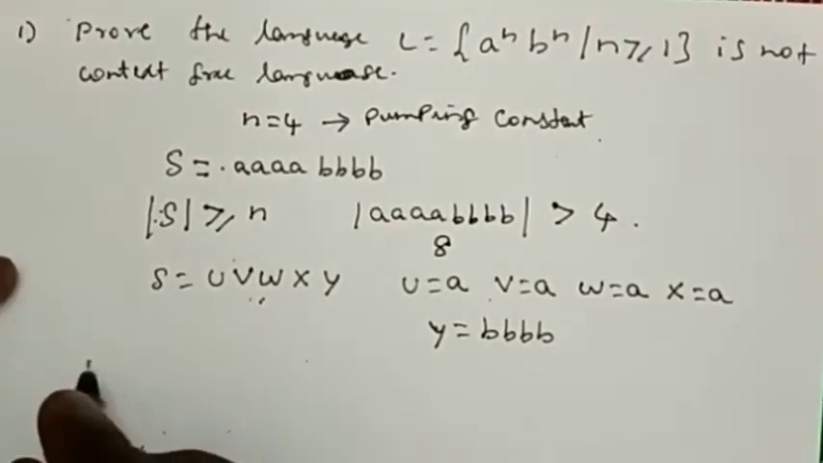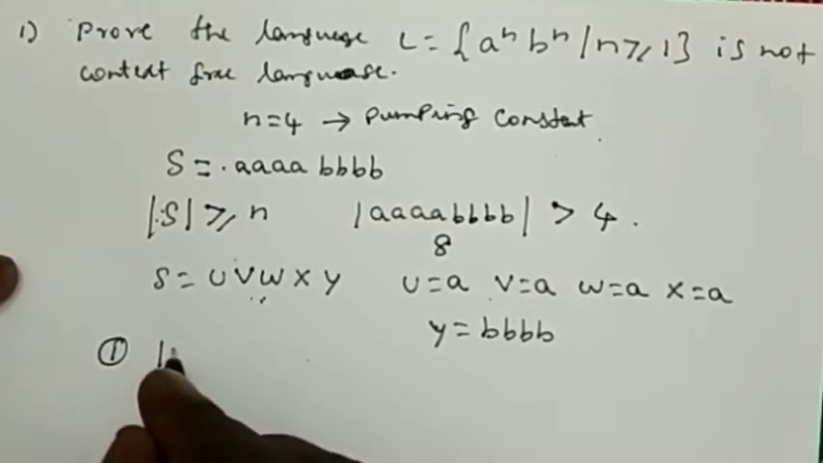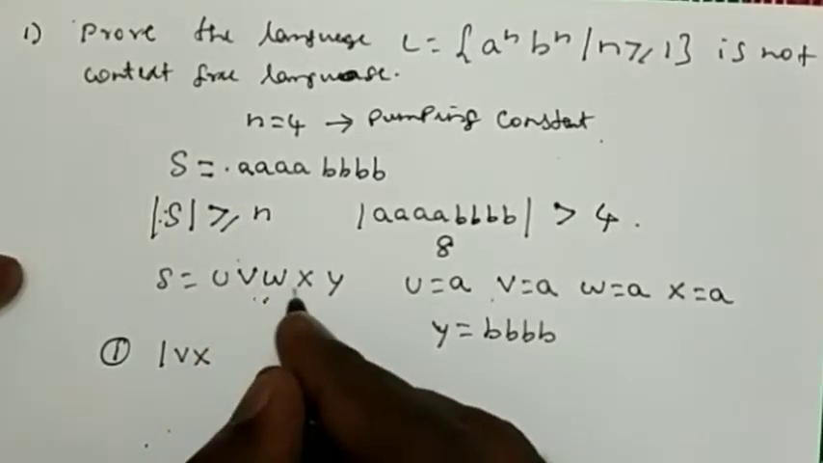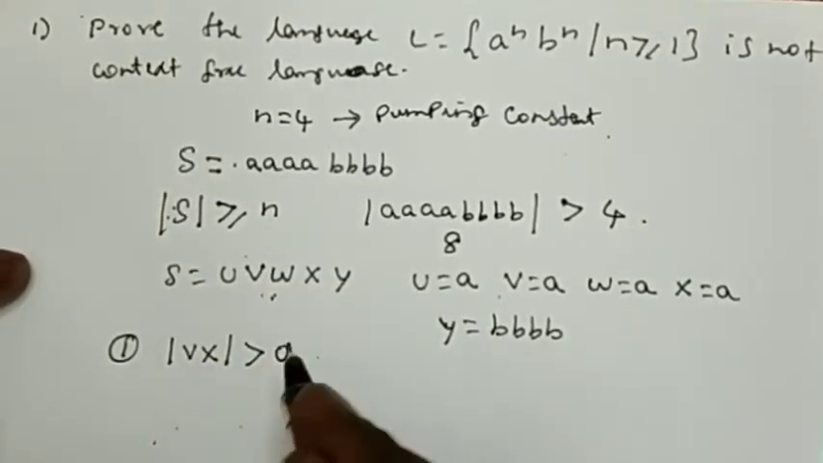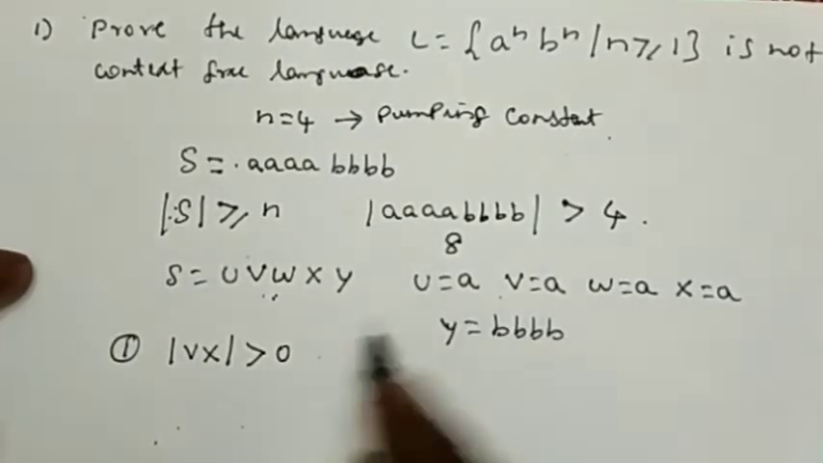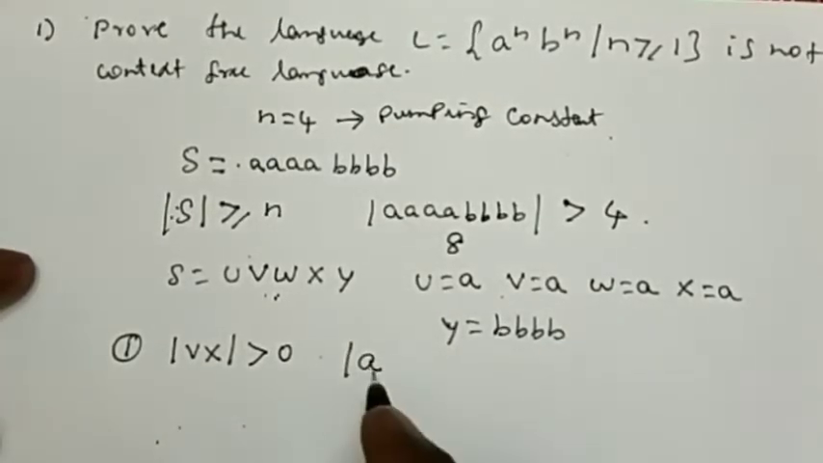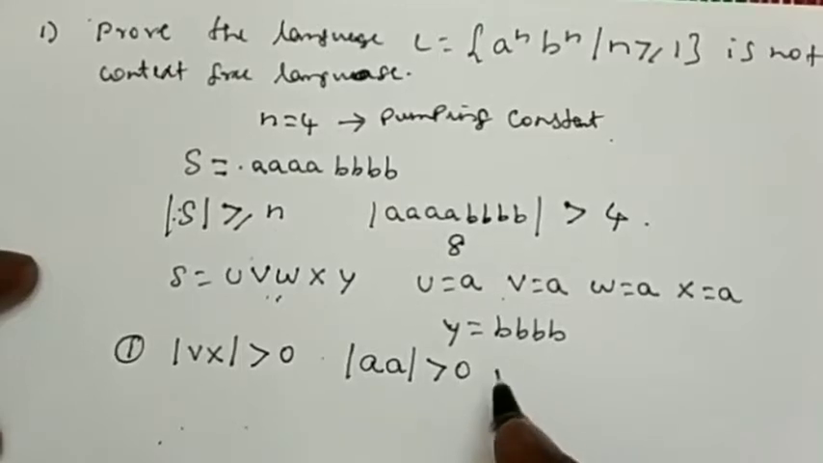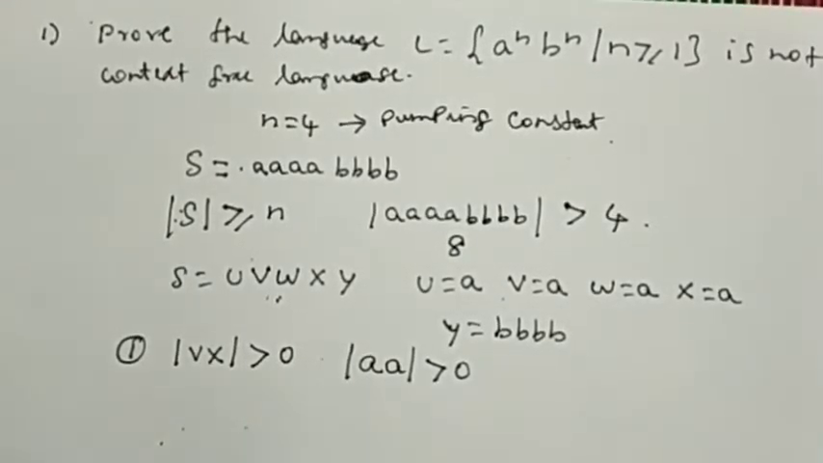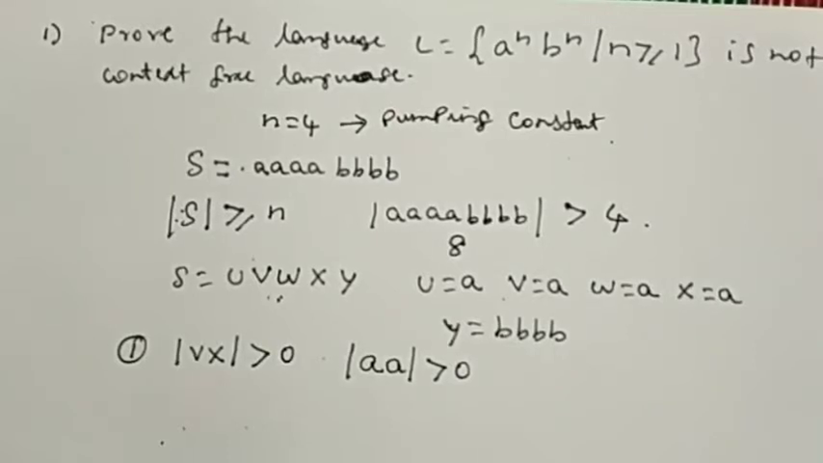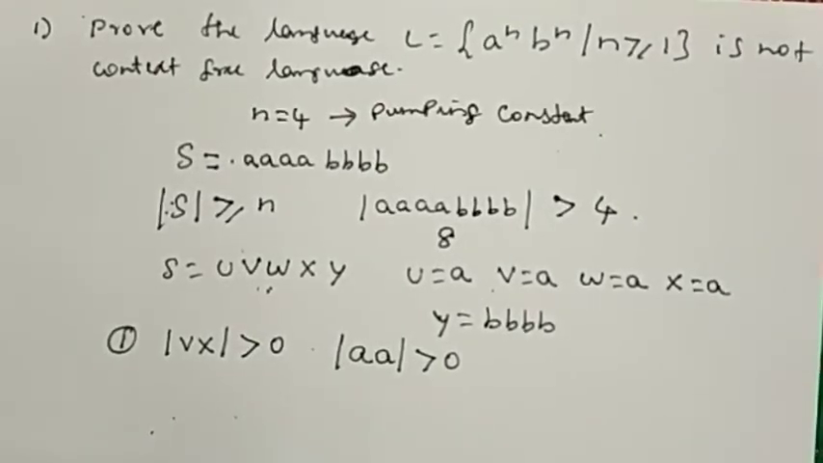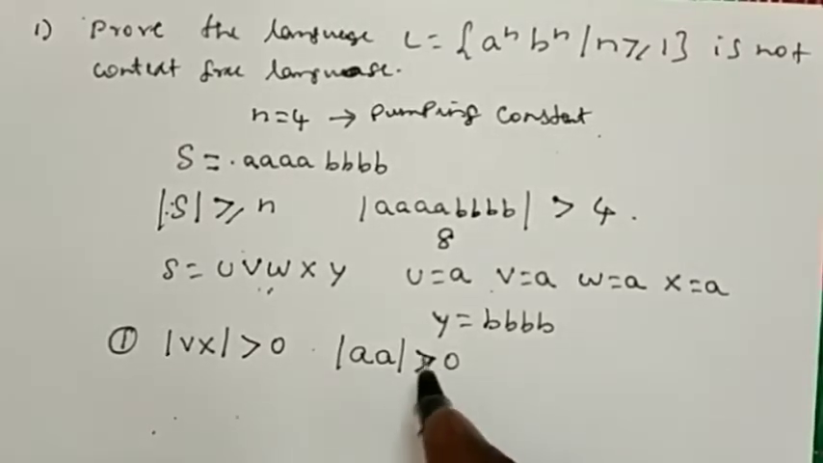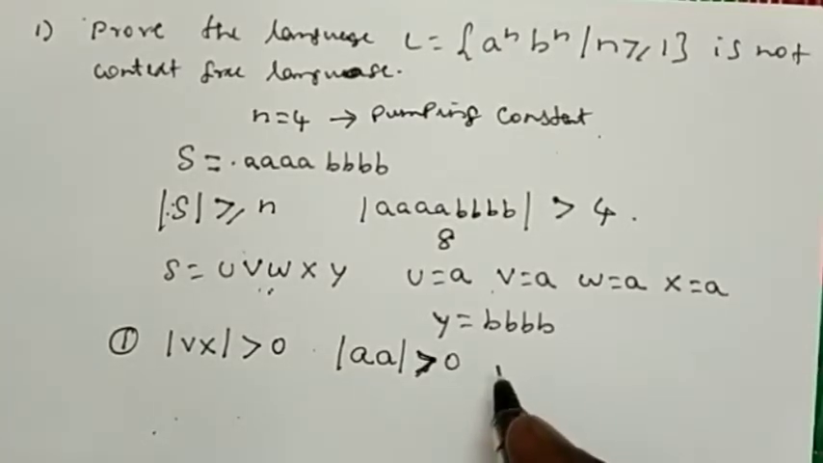But condition number 1 is the length of vx, that means the length of v and x, should be greater than 0. Now we have taken v as a, and x is also a, so the length is 2. So 2 is greater than 0, so condition number 1 is satisfied. So we can proceed. If you are not able to satisfy the condition, then you have to reassign the values once again. In this case, the conditions are satisfied, so you can proceed.